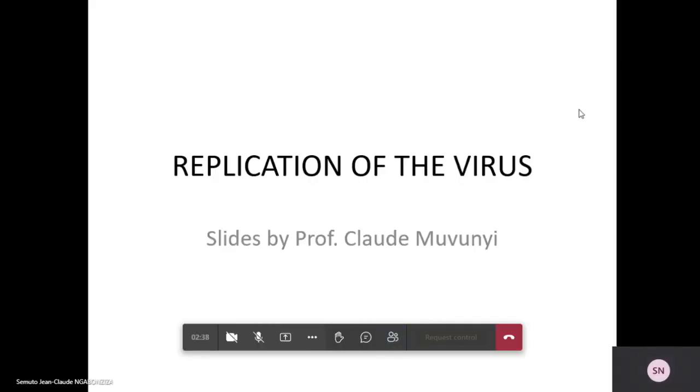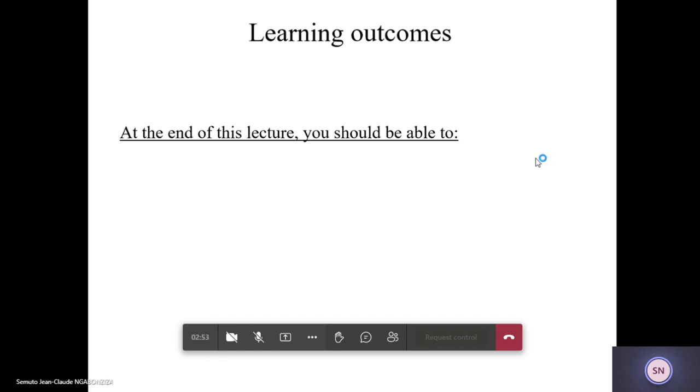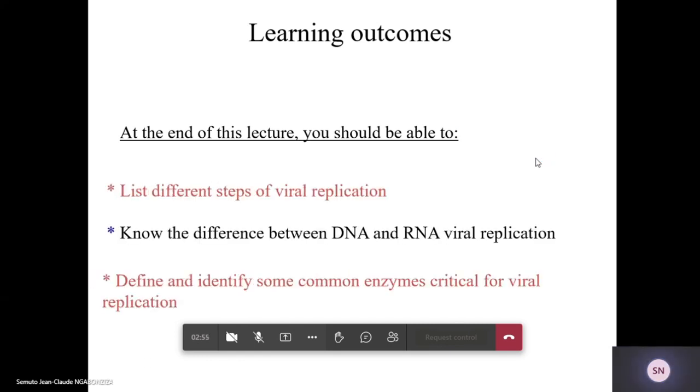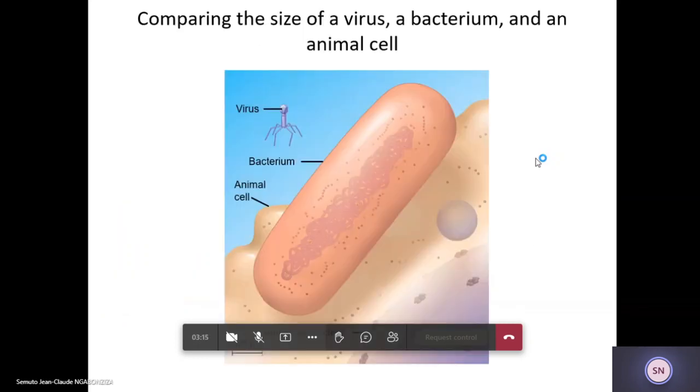What? No? Okay, so let's start with how do viruses replicate? How do viruses increase in numbers in the cell? So from this, you will learn to list different steps of viral replication, know the difference between DNA and RNA replication viruses, and identify some common enzymes critical for viral replication.